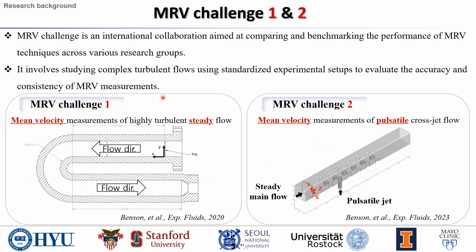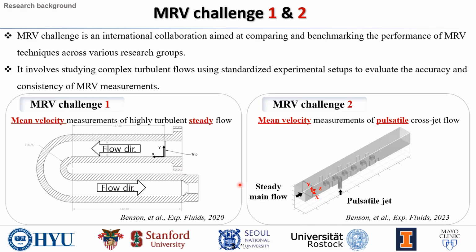MRV Challenge 1 focuses on mean velocity measurement in a highly turbulent steady-state U-bend flow, while MRV Challenge 2 focuses on the mean velocity measurement in a positive CrossJet flow. And you can find detailed information in the relevant papers.